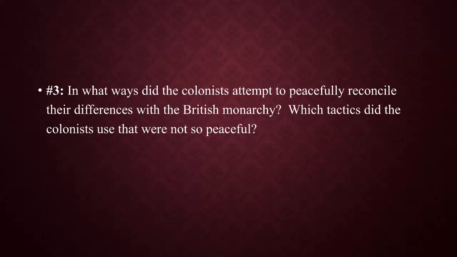In what ways did the colonists attempt to peacefully reconcile their differences with the British monarchy? Which tactics did the colonists use that were not so peaceful? So yeah, we're really looking at the varying responses that the colonists are going to have to the taxation and sort of the increasing level of authority that the British government is going to be leveling against the colonies.